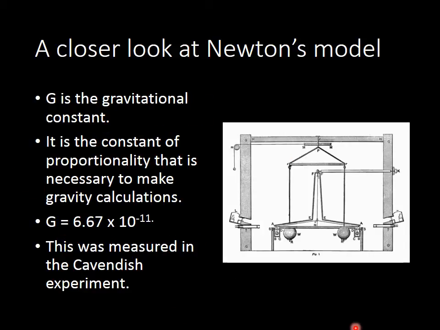In Newton's model, we have a constant that we call big G. It's the gravitational constant, or the universal gravitational constant. It's the constant of proportionality that makes it possible to do these calculations with gravity. Big G is equal to 6.67 times 10 to the negative 11th, and it was first measured in the Cavendish experiment, as shown over here to the right.